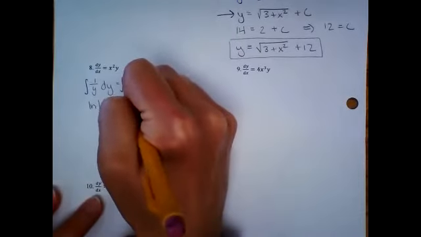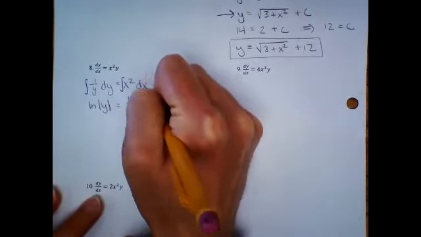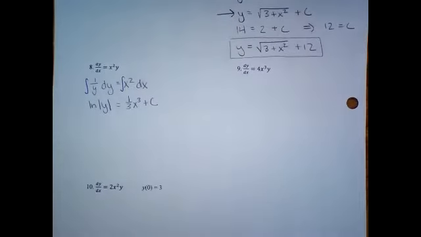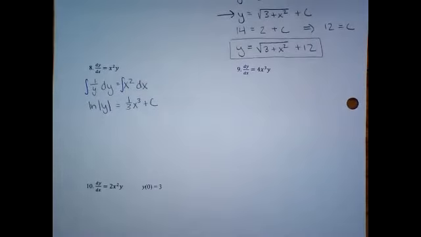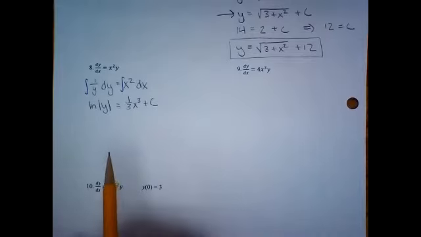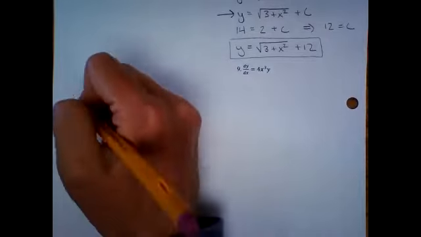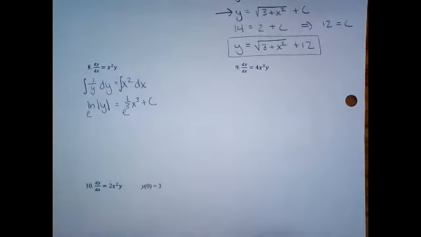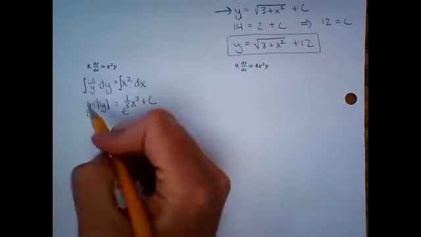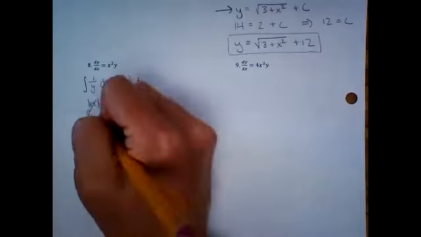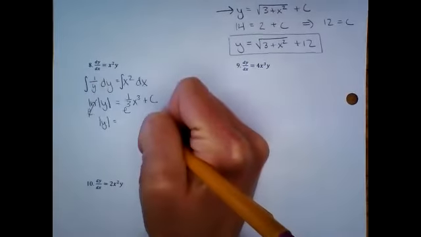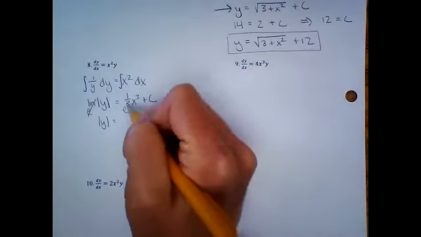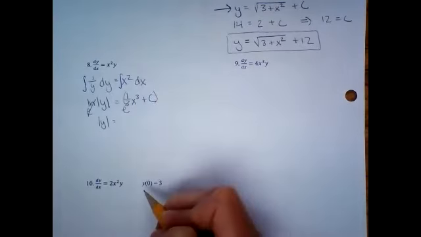And then this would be 1/3 x cubed plus c. And we're just going to find the general solution for this one because there is not an initial condition given. So we're going to get y by itself. To get rid of the ln, we're going to exponentiate both sides. So it's e to the power of all of that. That'll cancel out. So we get absolute value of y equals e to the power of this whole thing.